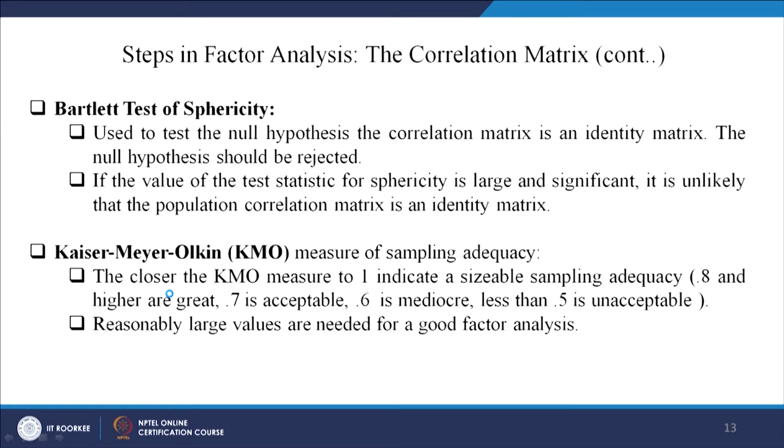Second, we measure something called Bartlett's test of sphericity. What is this Bartlett's test of sphericity? I will do it side by side with you. Bartlett's test of sphericity is used to test a null hypothesis. Many people are not aware of it because SPSS does not explain this, so you should know. It tests the null hypothesis that the correlation matrix is an identity matrix, which means there is no correlation among the variables.